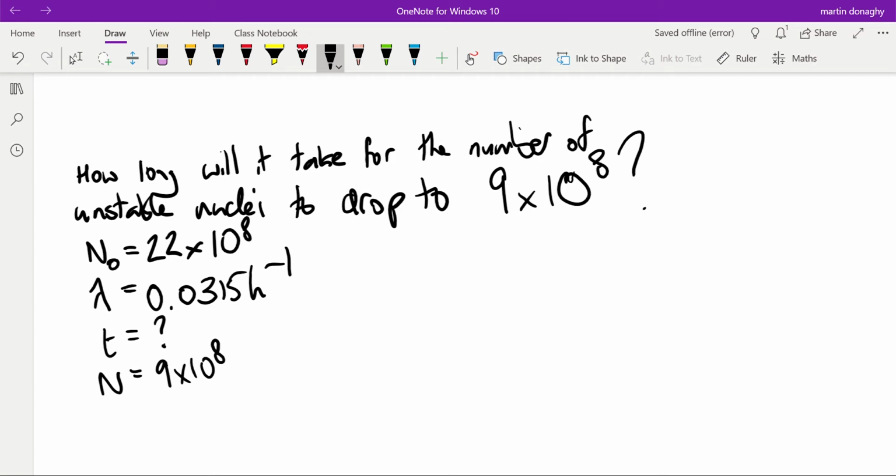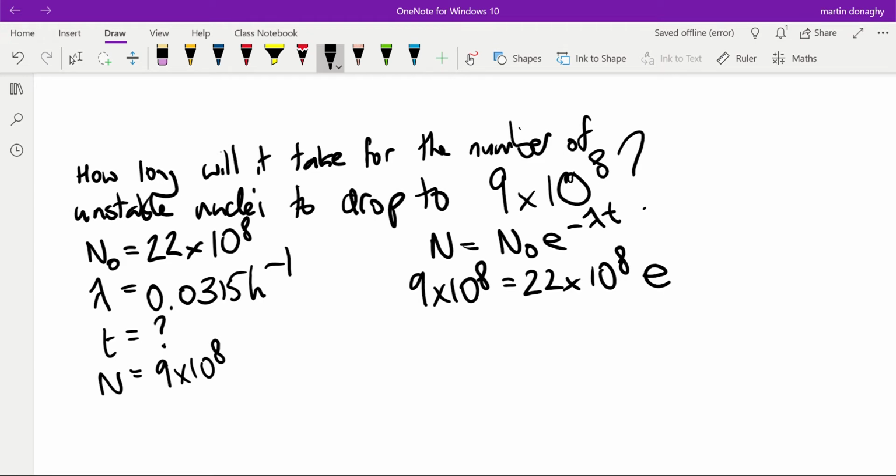The decay constant we're going to keep in hours, so that our answer comes out in time in hours. And we're trying to find how long it takes, so we're trying to find t when N is 9 × 10^8. So we start off with our equation. We sub in our values. And then we try and simplify. The first thing we do is we bring the 22 × 10^8 across.